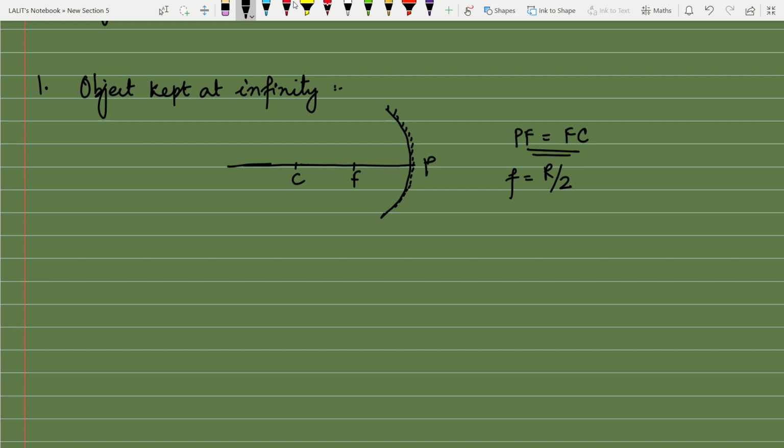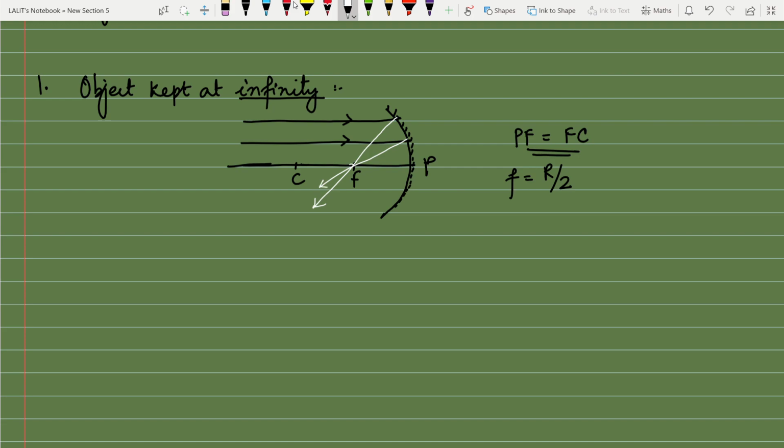Now when the object is kept at infinity, we cannot show the object now. So what do we do? Because the object is at infinity, we would consider two parallel rays coming from infinity. So let us say this is one parallel ray parallel to the principal axis. This is the second parallel ray. Now according to the rule, these rays would pass through the focus after reflection. So this gets reflected, passes through the focus, and this ray also would get reflected and pass through the focus.